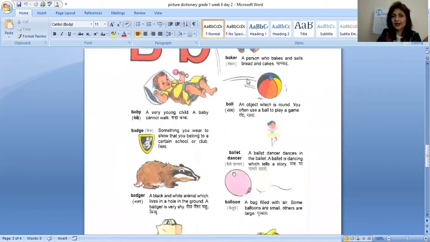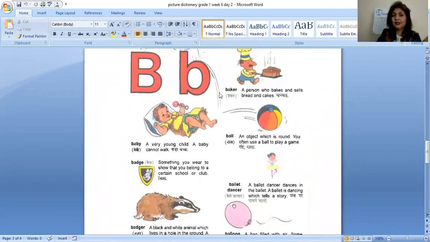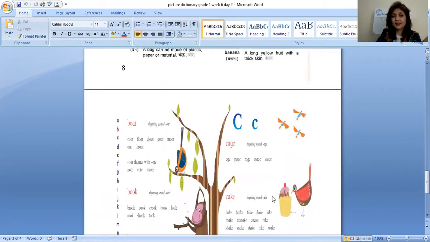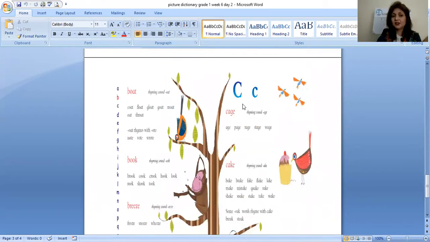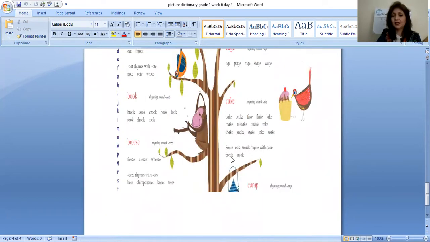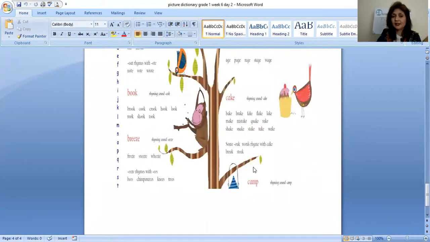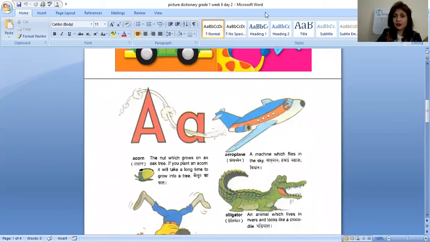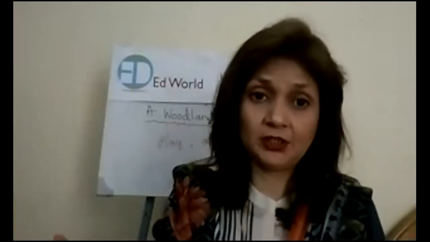Over here, we have the word with B and K: baker. Then ball, ballot, balloon, banana. They all are starting with B and A. In the same way, here is a C word: cage, cake, camp, right? So they all start in alphabetical order, right? You understood? And they give you the meanings of different words. So this is the meaning of dictionary.